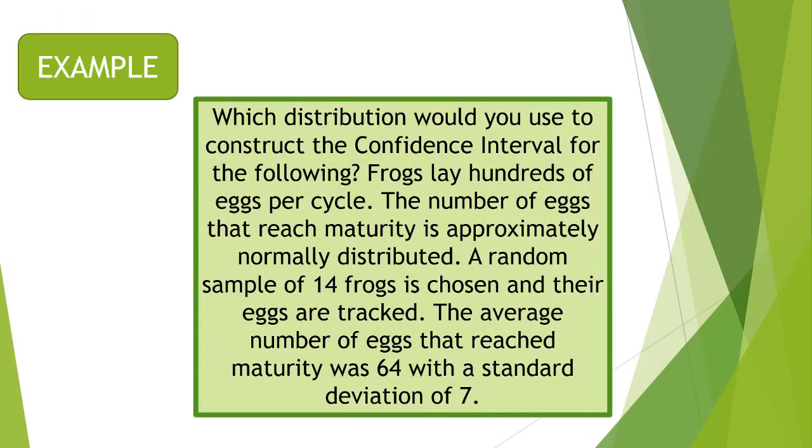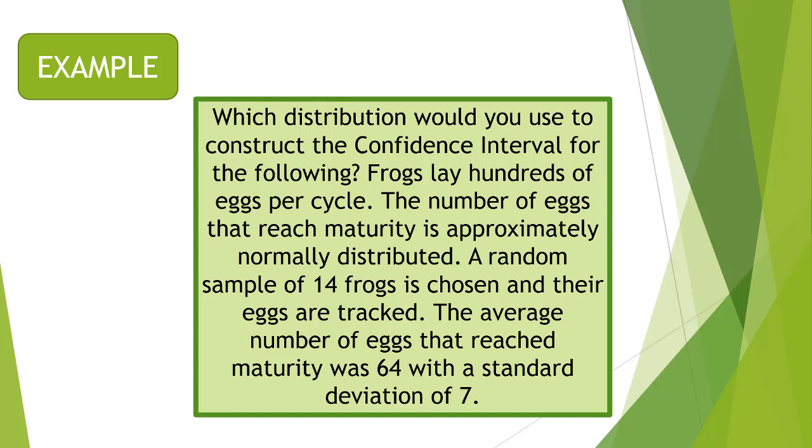So let's look at an example. Which distribution would you use to construct the confidence interval for the following? Now, I don't want you to do the confidence interval. I just want you to be able to discern which process we should use. Should we use the standard normal distribution process with z-scores, or should we use the t-distribution process with t-scores?